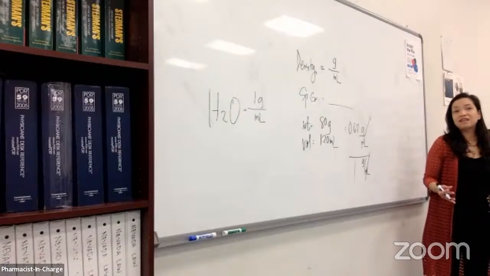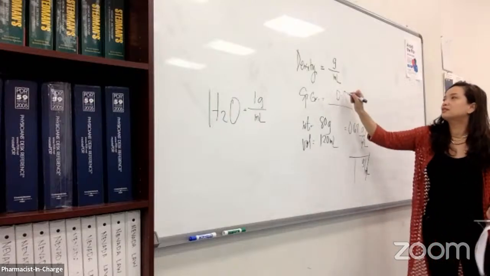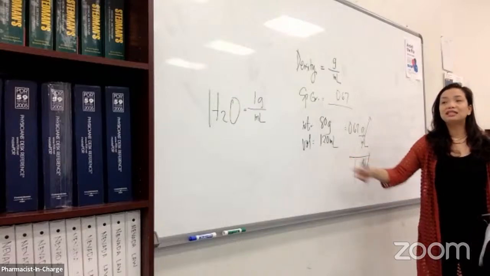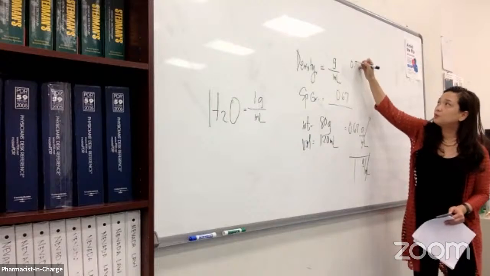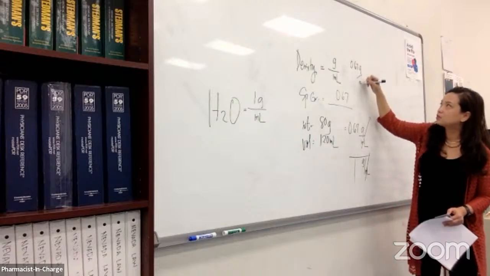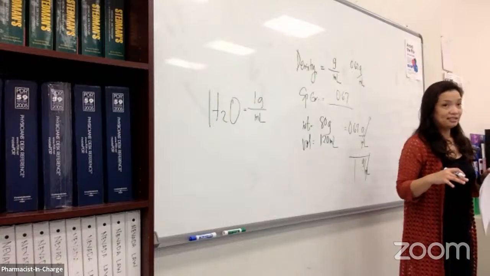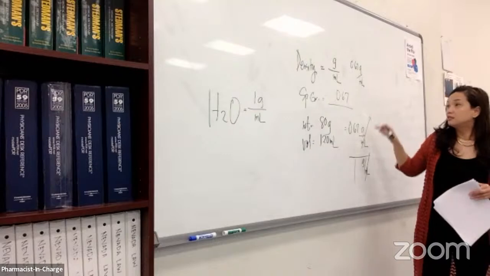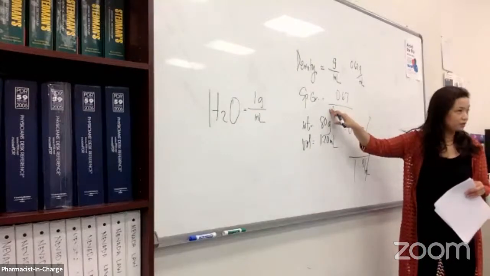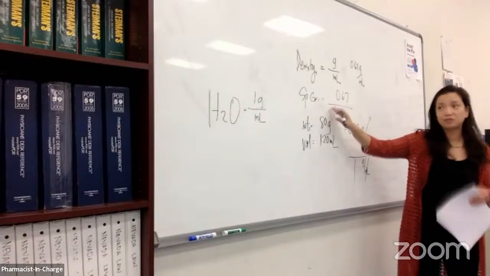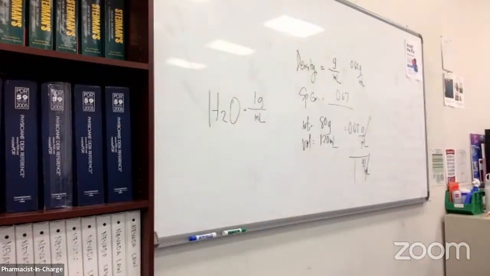So does a specific gravity have a unit of measure? No, you will only see 0.67. But if you're asked, what is the density of this substance? What is your answer? 0.67 grams per ml. Did you see the difference? Okay. Remember, specific gravity is in comparison to. It's a ratio. Usually it's in comparison to water, which happens to be 1 gram per ml. Clear? One more.